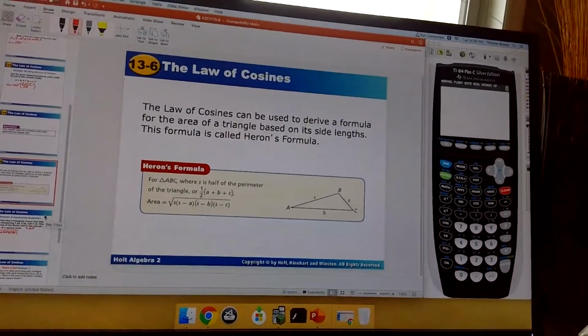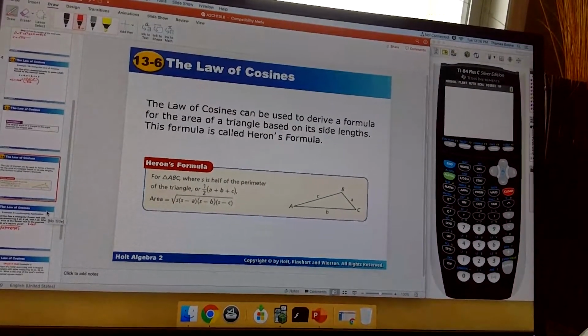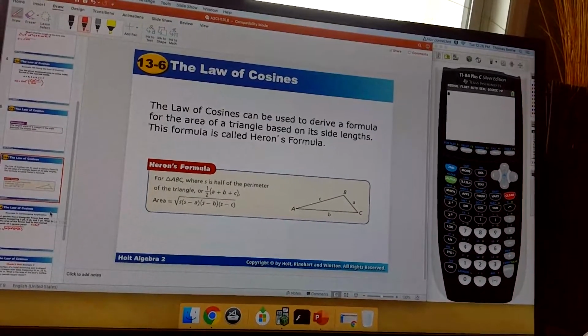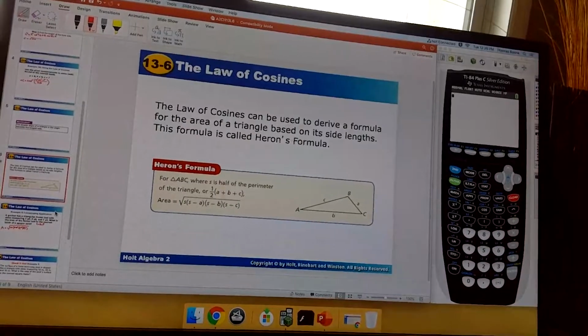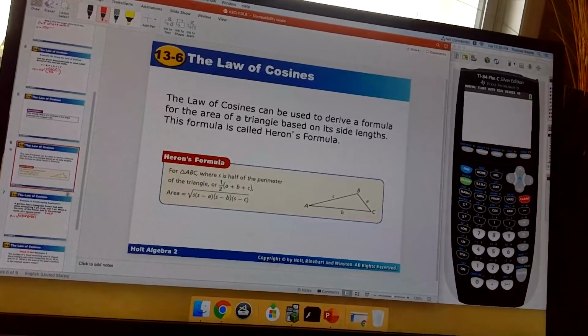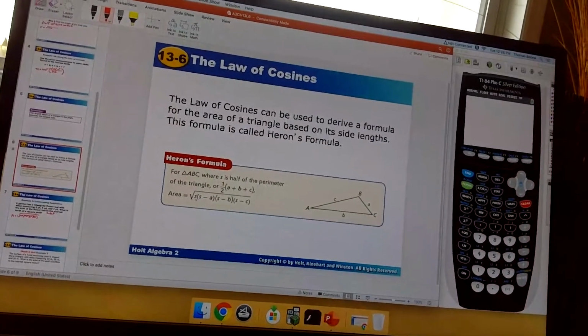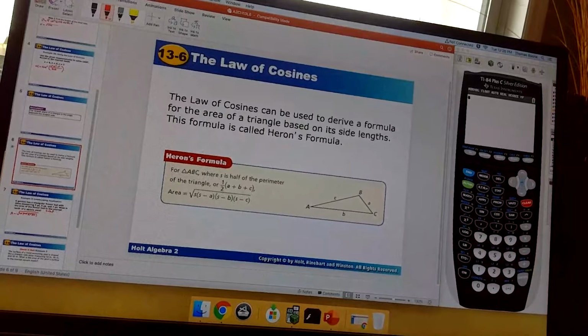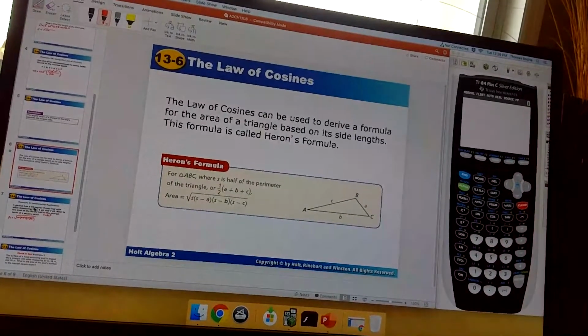Now, this is kind of an interesting one. First of all, we find the perimeter by adding all three sides. And the S in the formula is half the perimeter. So add them all up, divide by 2, that's your S. So in this formula, you take the half perimeter, then take each of the sides subtracted from that, multiply it all together, and take the square root. Okay, here's how it works.